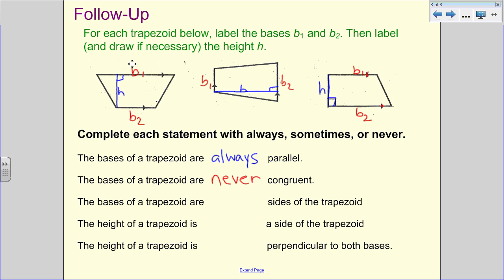congruent. The bases of a trapezoid are blank the sides of a trapezoid. The bases are always the sides of a trapezoid. You have to have two parallel sides, and so because the bases are your parallel sides, they're always sides of the trapezoids. So now we're going to start talking about this height. The height of a trapezoid is blank a side of the trapezoid. Well, what we can see is not here, not here, but yes here. And so because we said yes one of the three times, we'll say that it's sometimes a side of the trapezoid.